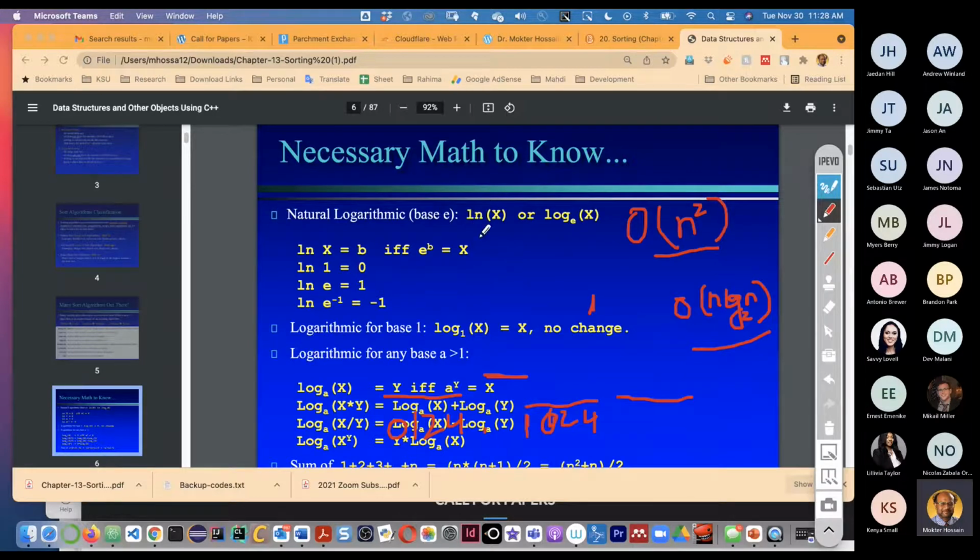Okay, so we need to understand this. For instance, ln. Okay, ln means log with base e. So the natural log is denoted by ln, and logarithm with base 2 is denoted by lg.